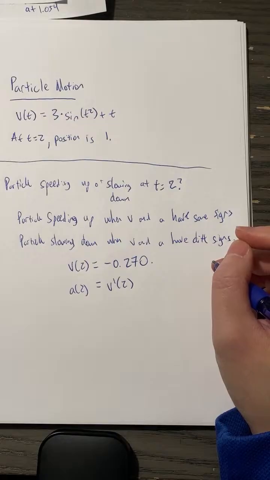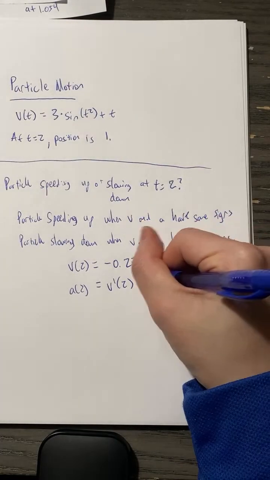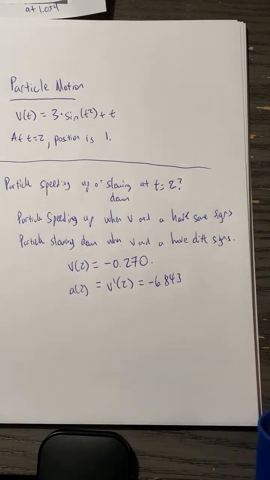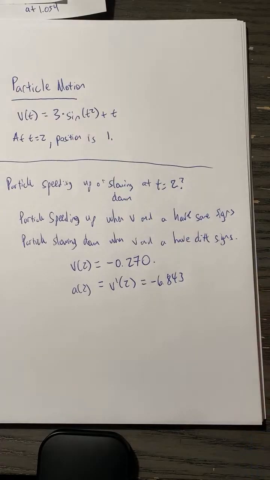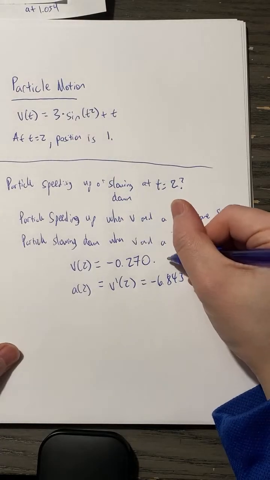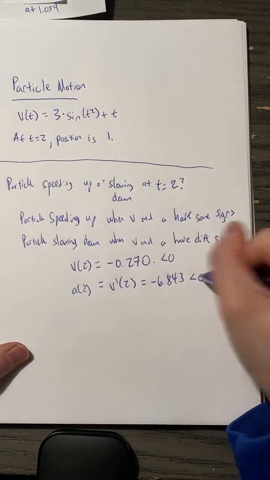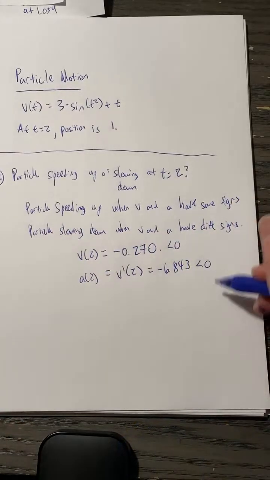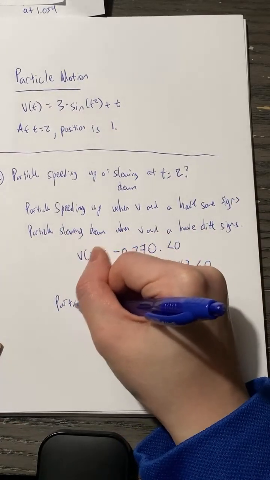I get 1 plus 12 cosine 4. Obviously, I want that as a decimal. And they say it's negative 6.843, supposedly. Okay. And then these two numbers, really, remember, are not really relevant in terms of how big they are. It just matters whether they're negative or positive. Notice both of these numbers are negative, so that means our particle is speeding up because they have the same sign. So our particle is speeding up.